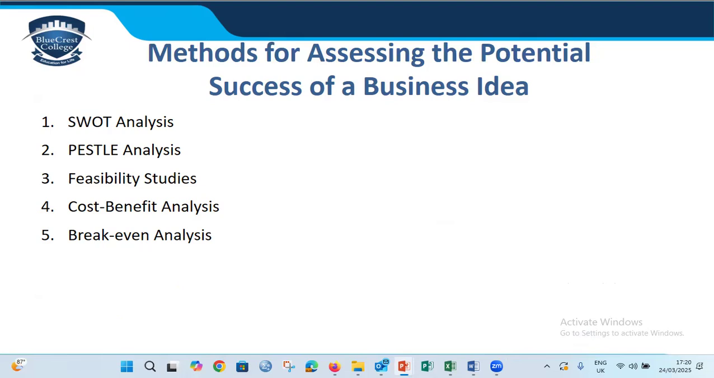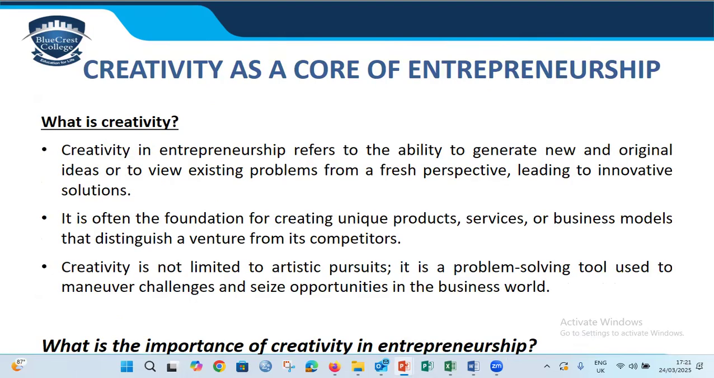You may also want to consider a cost benefit analysis. Okay, check what you are putting in and what you are likely to get out. Is it something that is worth it? Okay, all these are ways of assessing whether your business idea has the potential of success or it will fail. And then you can also use a break-even analysis where you check at what point you are likely to start making profits if you invest in that idea. So all of these are various ways you can assess if a particular business idea has the potential for success or not. Okay. All right.